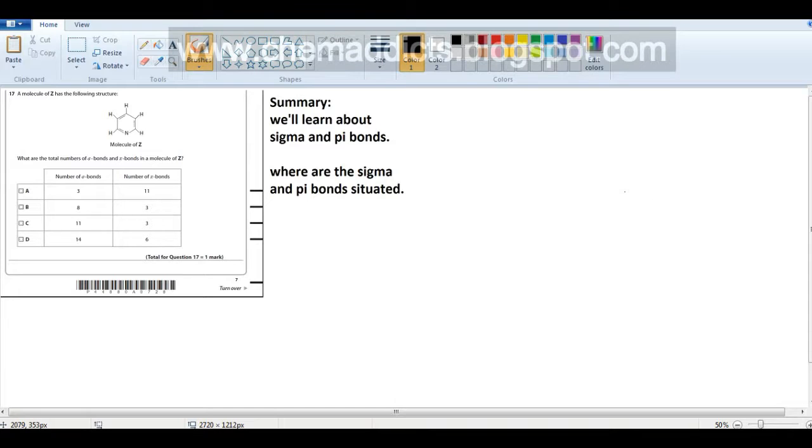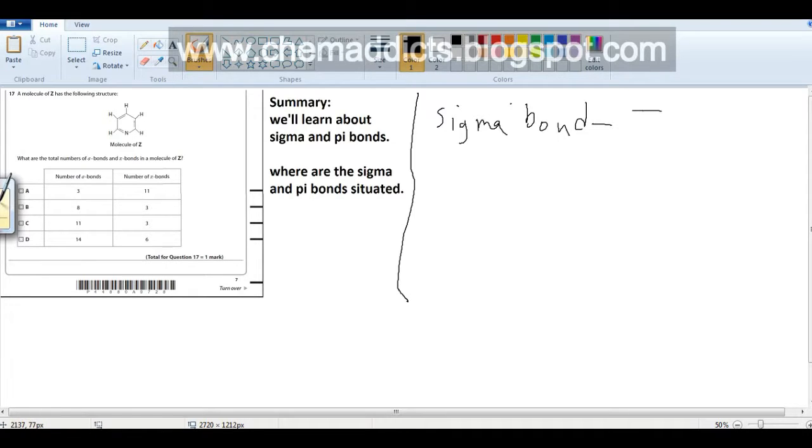At first let us know what is meant by sigma bond and pi bond. How does a sigma bond look like? Sigma bond is given by the symbol. This is called sigma bond, and it is the head-on overlapping.